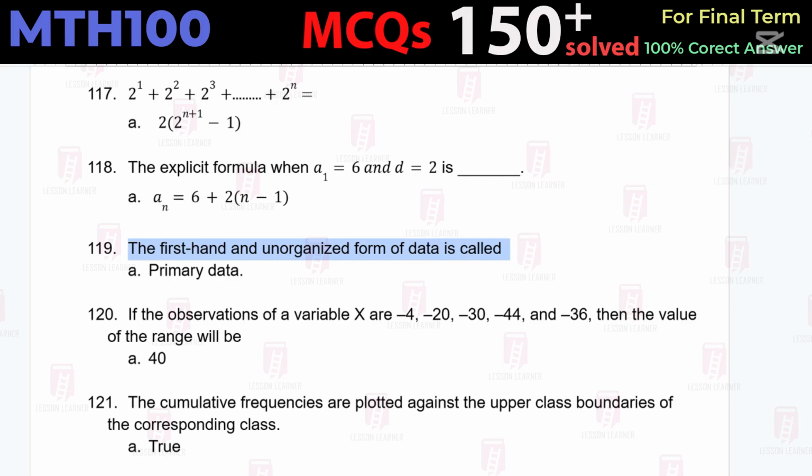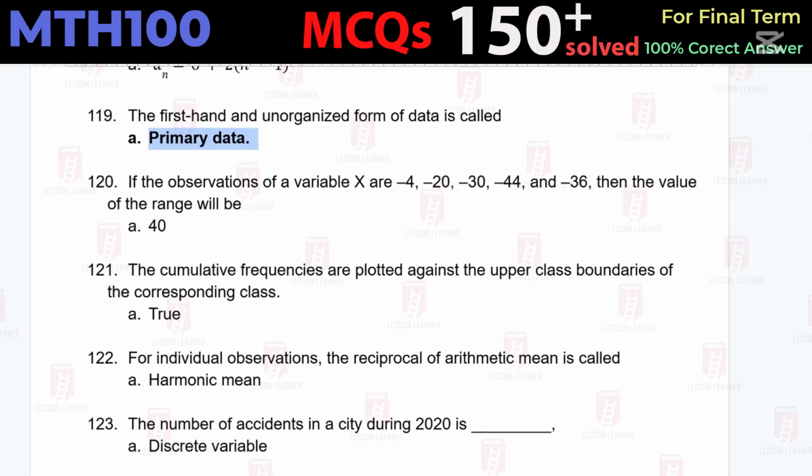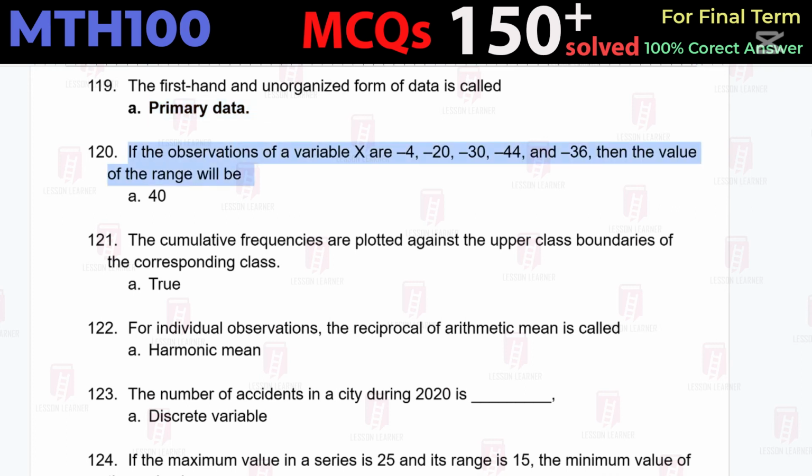First-hand and unorganized form of data is called primary data. The observations of the variable x are minus 4, minus 20, minus 30, minus 44 and minus 36. Then the value of the range will be 40.